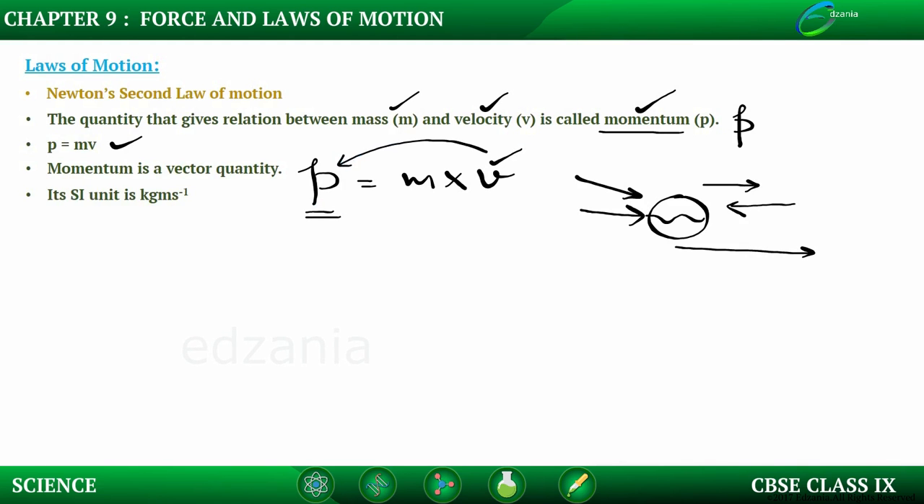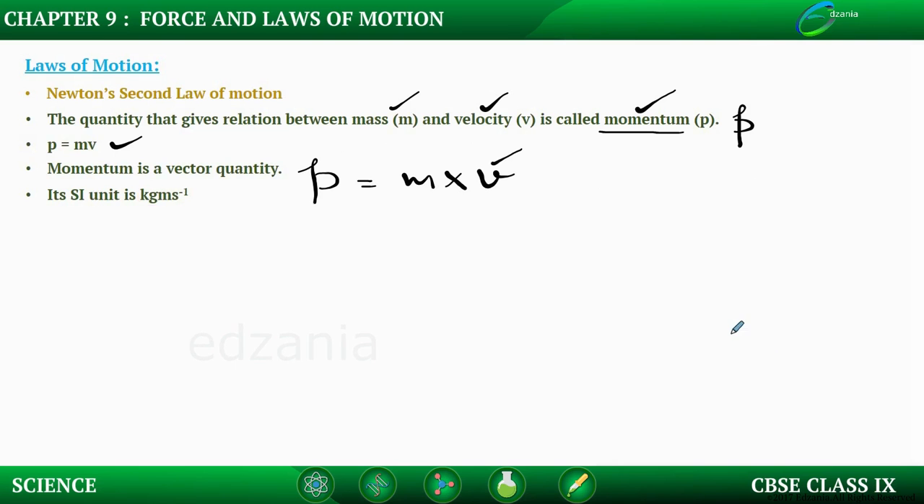The SI unit of momentum is kilogram meter per second. How is it kilogram meter per second? Let us see. We know that momentum is given by mass into velocity, where the SI unit of mass is kilogram and the SI unit of velocity is meter per second. In previous sections, we have covered that the SI unit of velocity is meter per second.